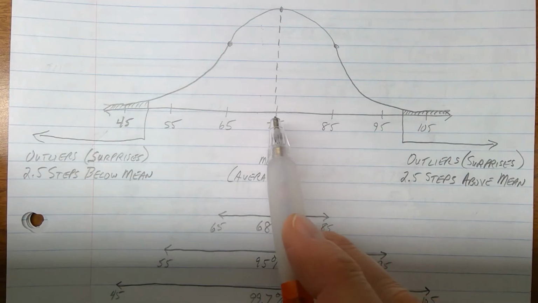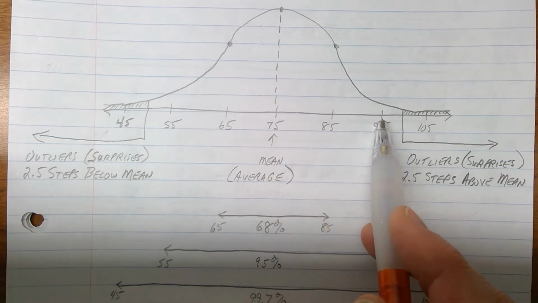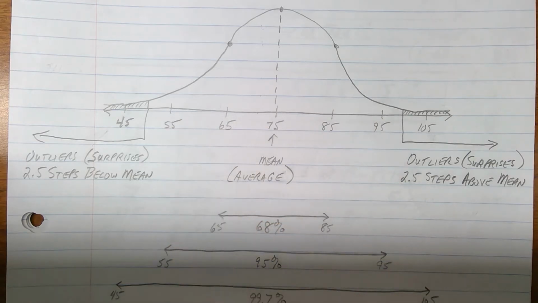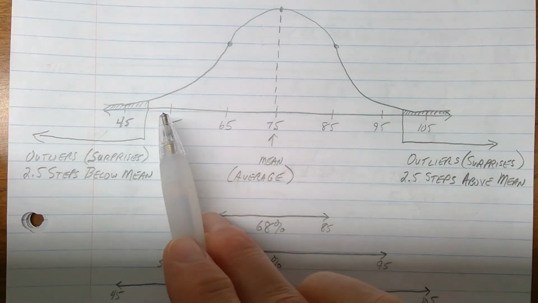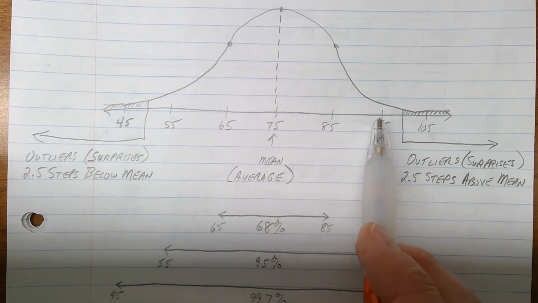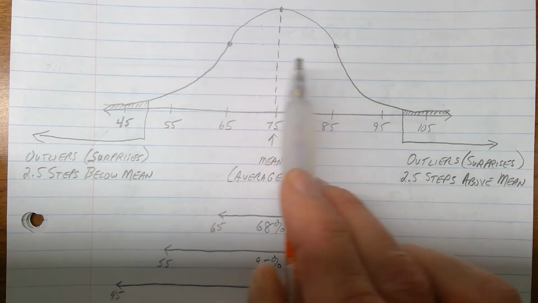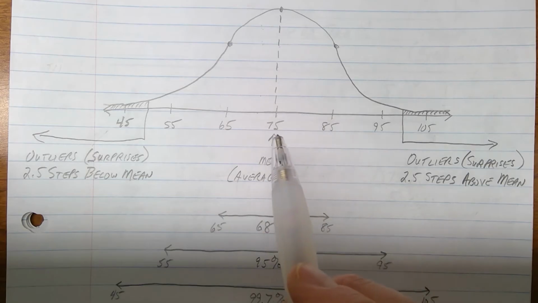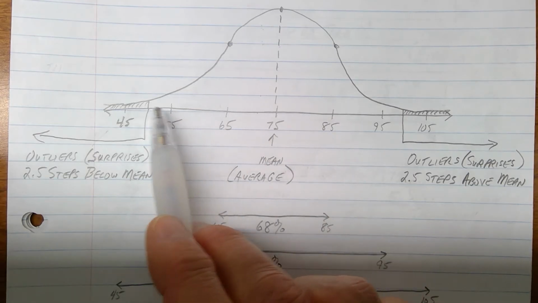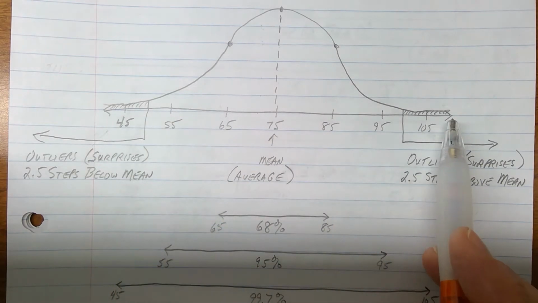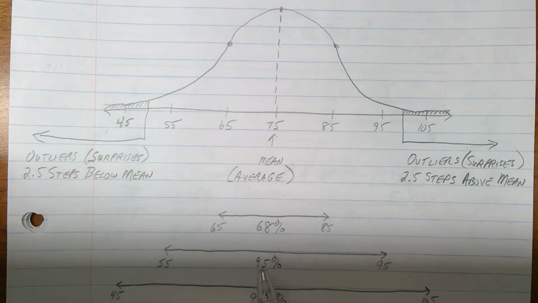Now if I take another step, if I go 2 standard deviations to the right and 2 standard deviations to the left, that'd be from 55 to 95. That should cover about 95 out of the 100 people. That should cover 95% of the room. So 2 steps below average and 2 steps above average should cover 95 people. There's only 5 people left out of 100 that are maybe below 55 or above 95.